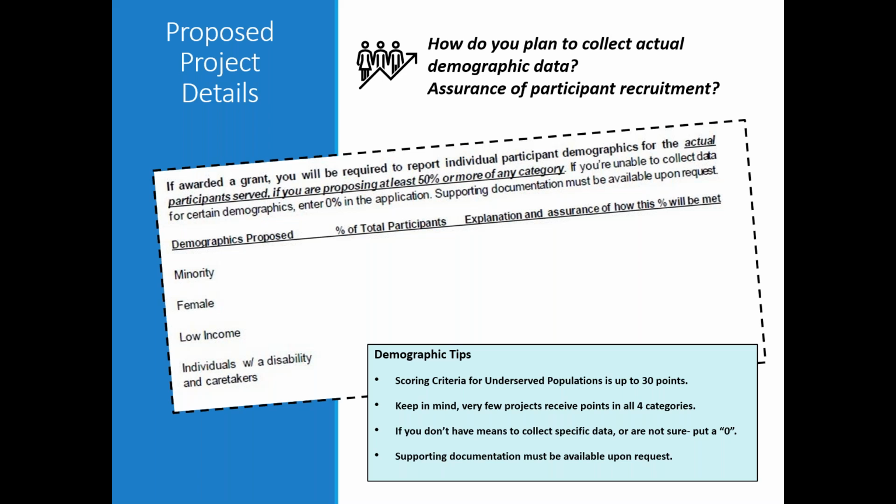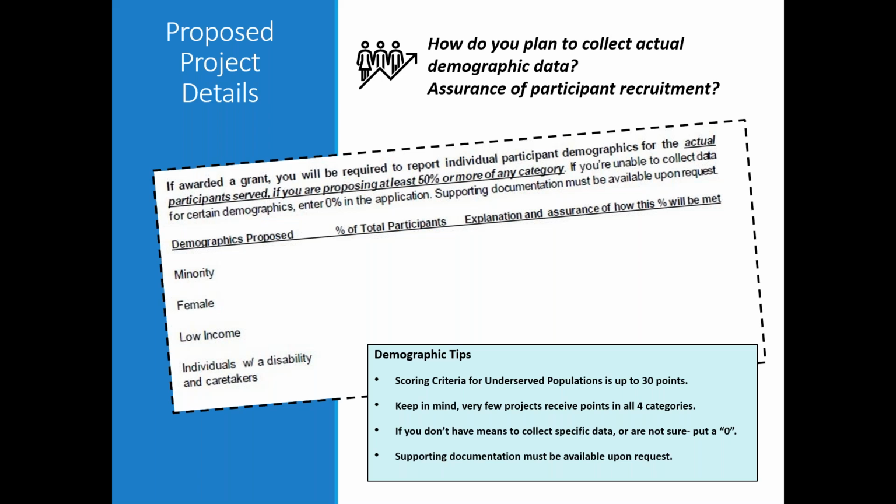So even if you put 100% of your participants are proposed to be minority, you would need to have an explanation and assurance in order to actually receive points in this section. I do always caution folks about putting 100%. It's good to kind of give yourself a little bit of flexibility.